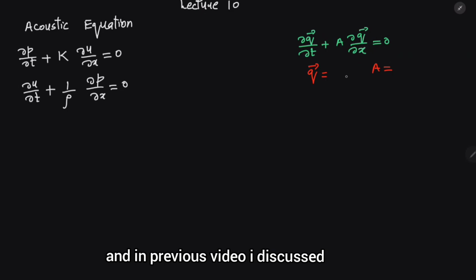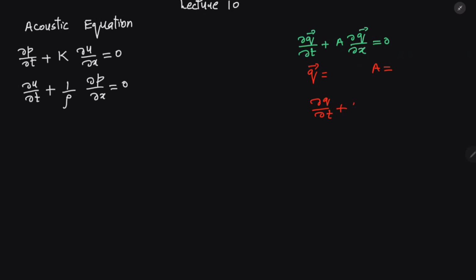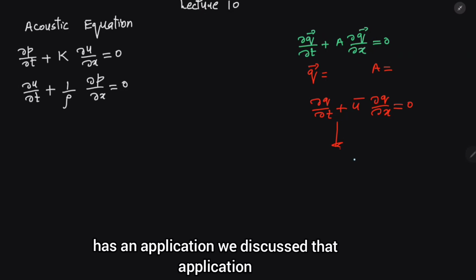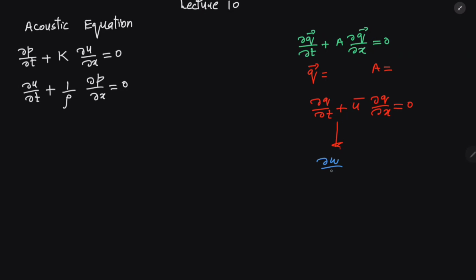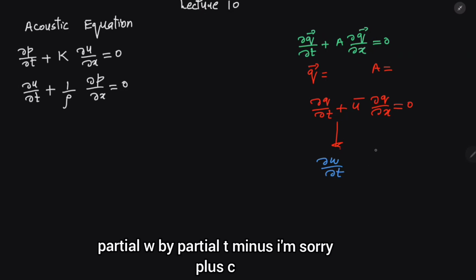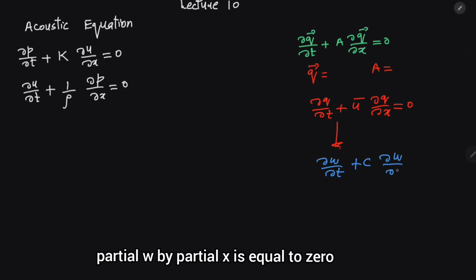And in the previous video, I discussed one scalar equation, partial q by partial x, and that equation has an application. We discussed that application: partial w by partial t plus c partial w by partial x is equal to 0.